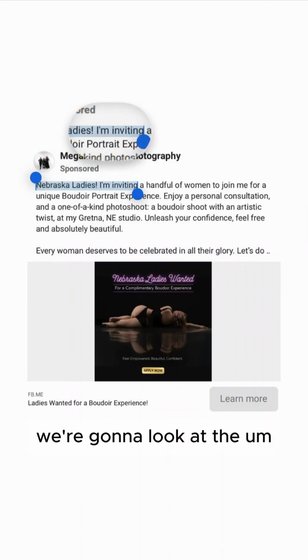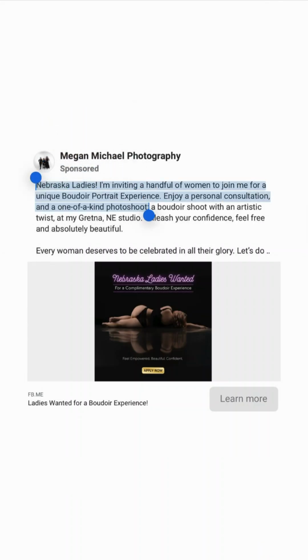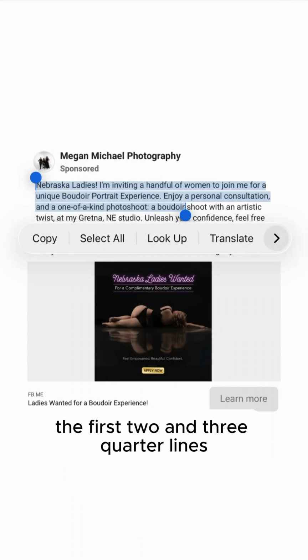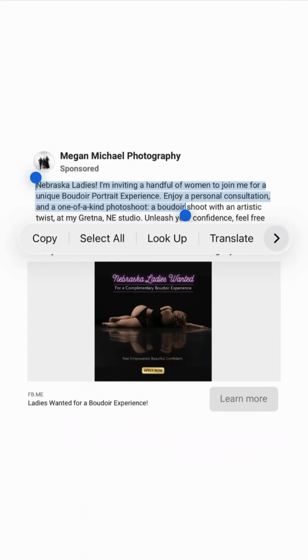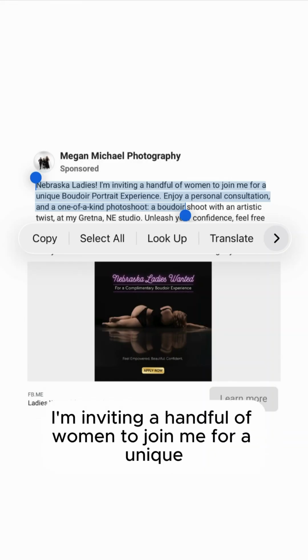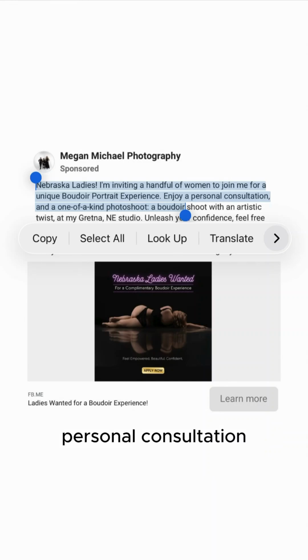Finally, we're going to look at the see more headline here. The first 2 3/4 lines in the Facebook mobile newsfeed. So we go: Nebraska ladies. Inviting a handful of women to join me for a unique Boudoir personal consultation.